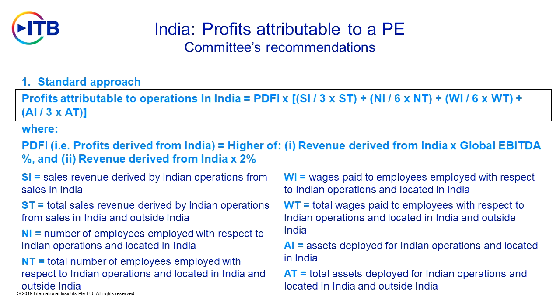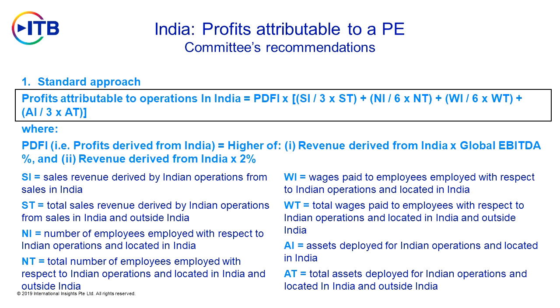The first step is to calculate PDFI, the profits derived from India. This is calculated as the revenue derived from India, which should be easily ascertainable, multiplied by the global EBITDA percentage of the enterprise, not the group of which the enterprise might be part. However, to guard against the possibility that the enterprise derives very low profits on a global basis, or perhaps even losses, there's effectively a minimum EBITDA percentage of 2%.